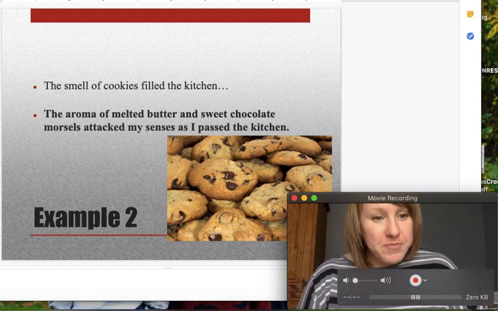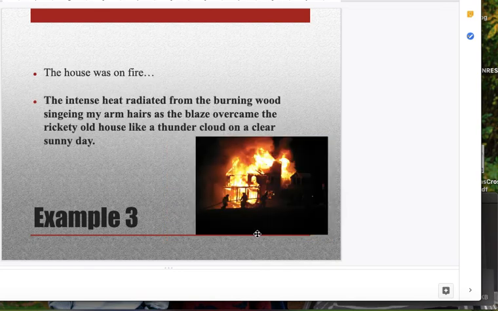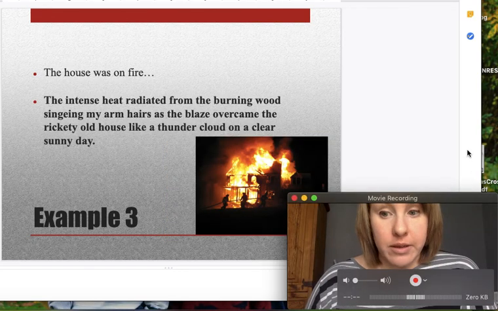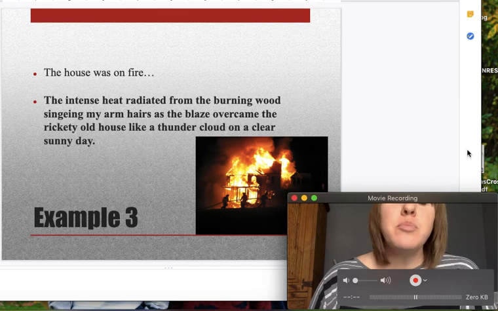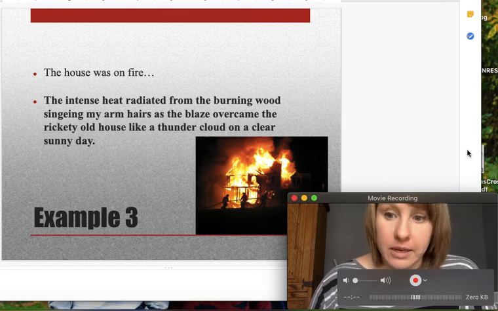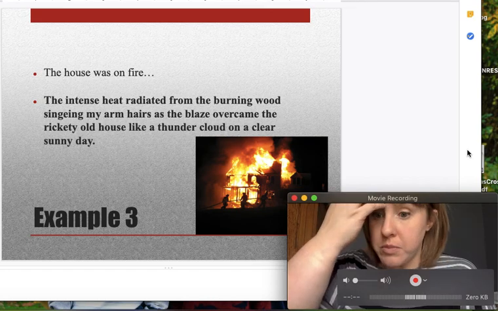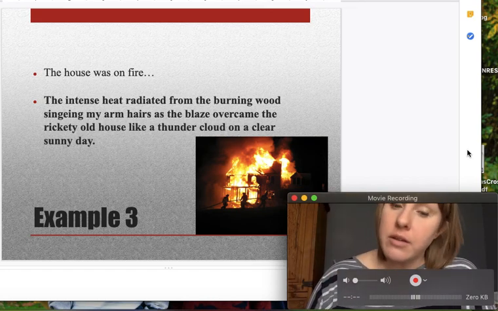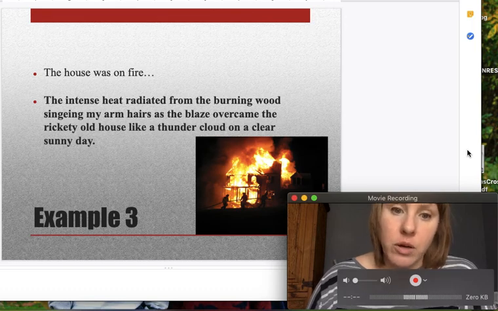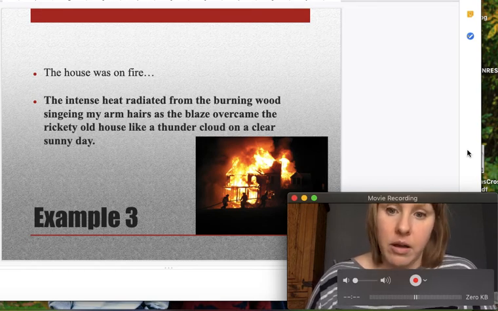The next one that we have for you is: the house is on fire. Okay, it's a pretty big thing. It's pretty intense. So you don't just want to say the house is on fire. You want to be more specific. So what happens when a house is on fire? The intense heat radiated from the burning wood, singeing my arm hairs as the blaze overcame the rickety old house like a thundercloud on a clear sunny day.